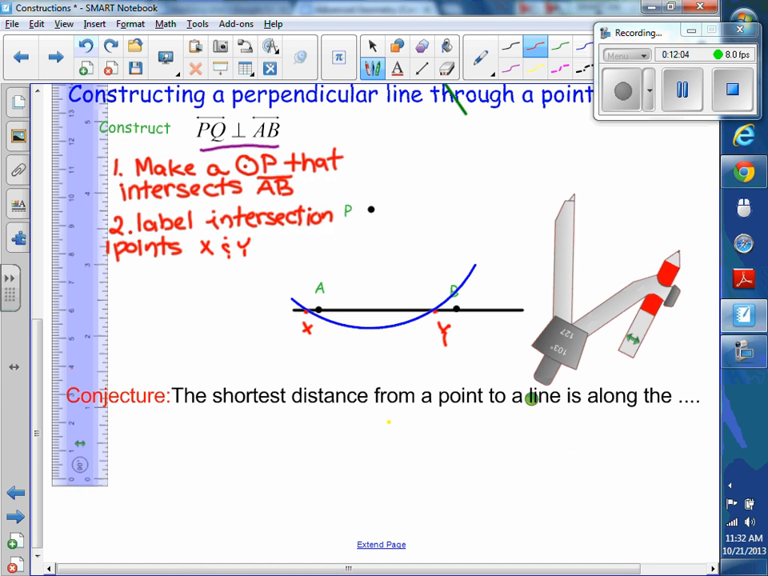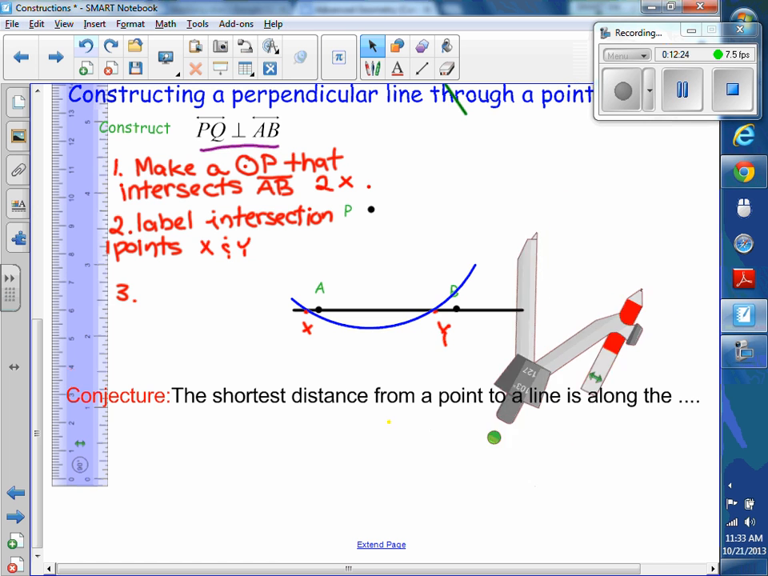Can I just say 2x? So for step 3, now what am I going to do? Yeah, Connor. Lily. You're going to take the compass and put the point on X, then Y.